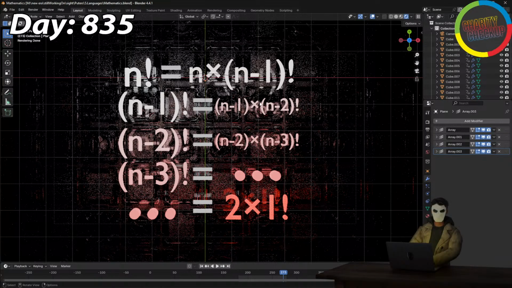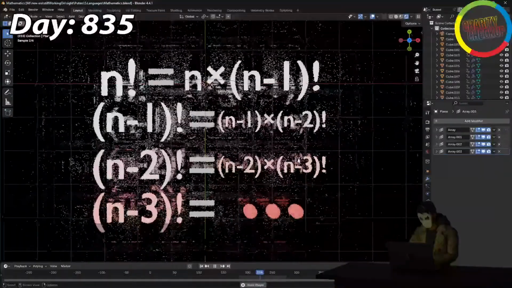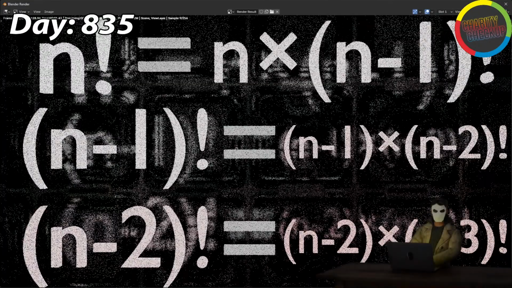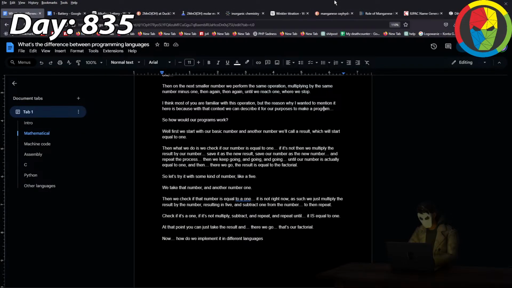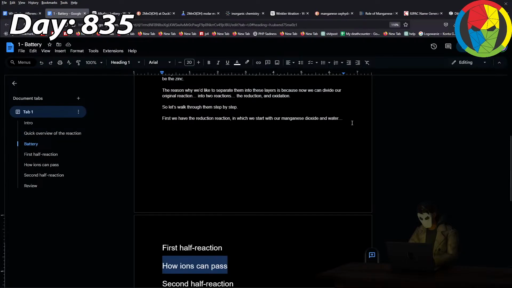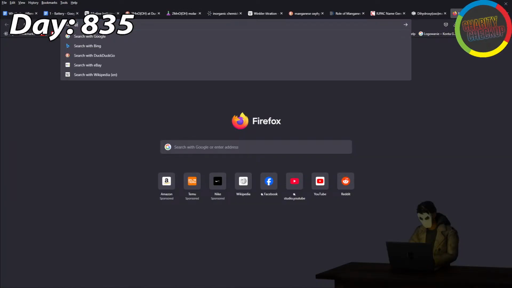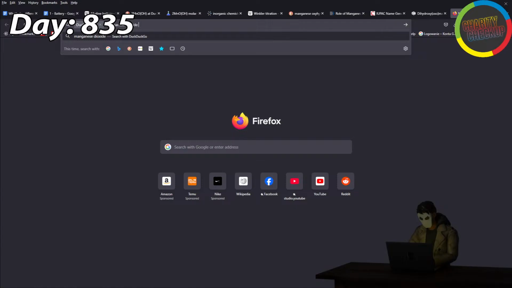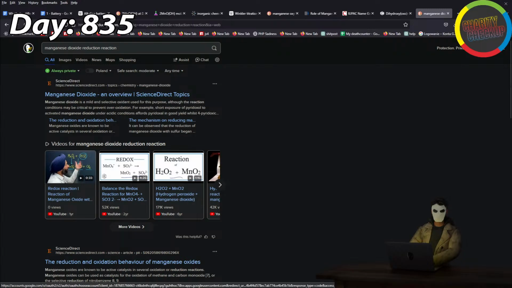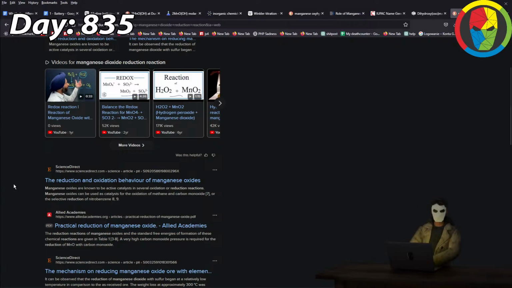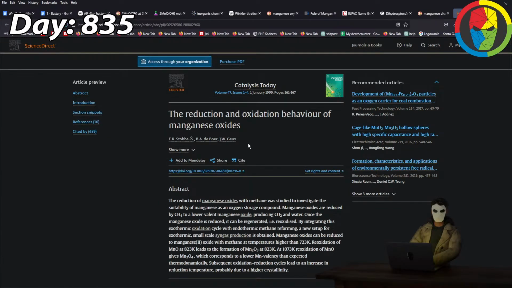I think this is fine. I think so. Yeah, let's do it. Okay. And water. Okay. Once again, I would like a specific source just for this. Ah, of manganese oxides.